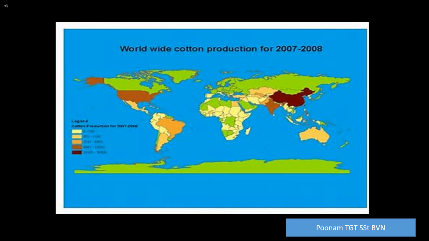India exports yarn to Japan. Other importers of cotton goods from India are USA, UK, Russia, France, East European countries, Nepal, Singapore, Sri Lanka, and African countries.